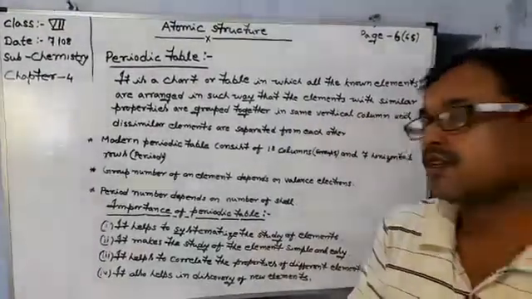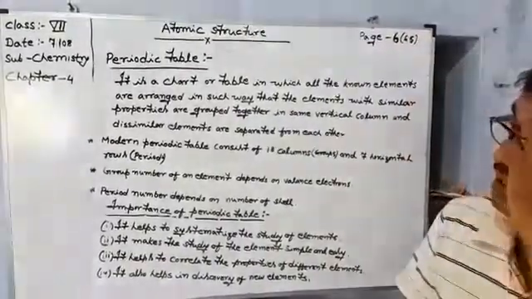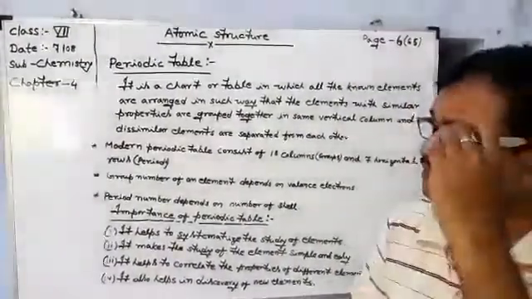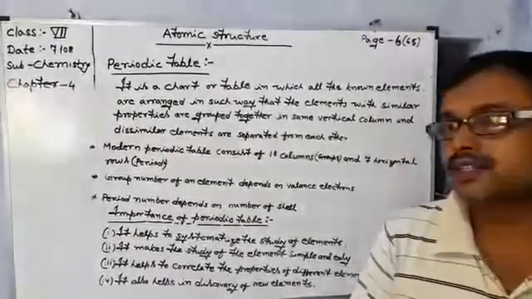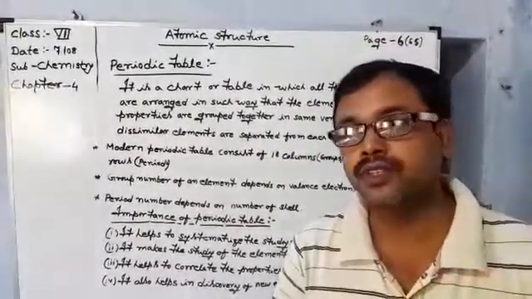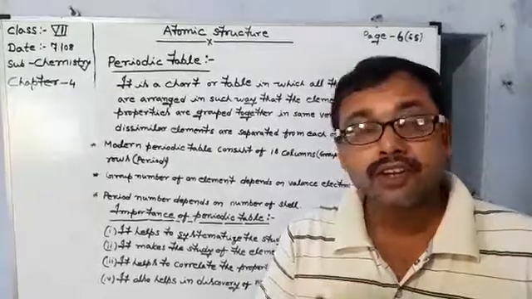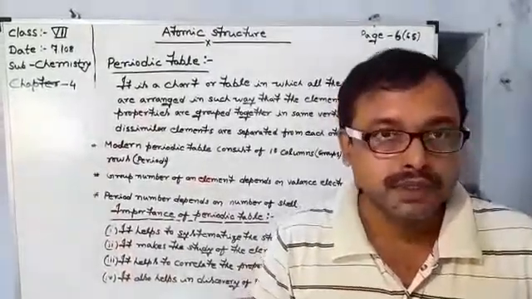In this video, we are going to discuss a topic, the periodic table, from the chapter atomic structure. Now, what is the periodic table? A periodic table is a chart in tabular form in which we arrange the known elements on the basis of the ascending order of their atomic numbers.